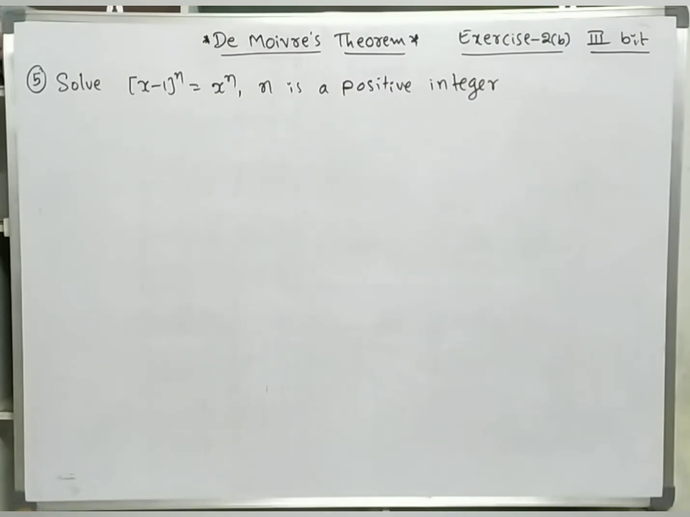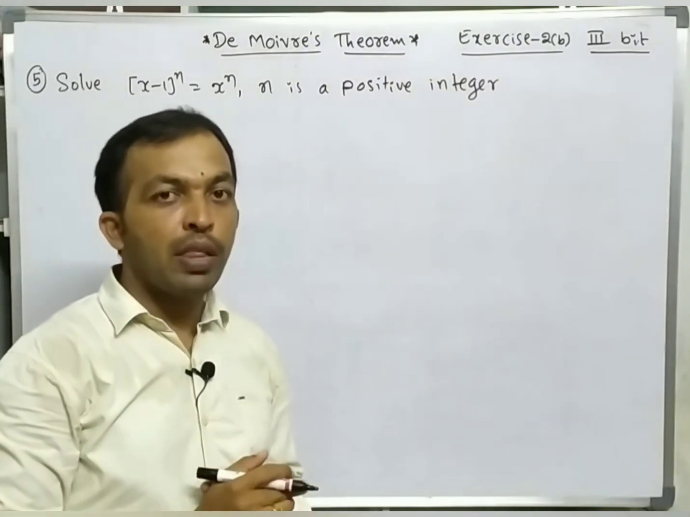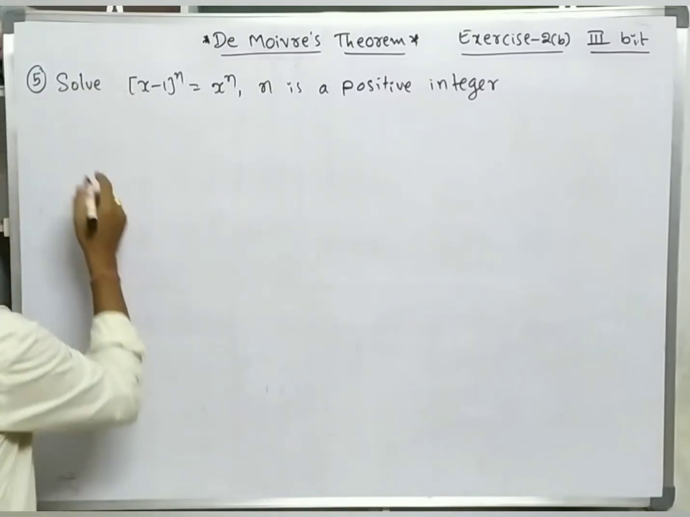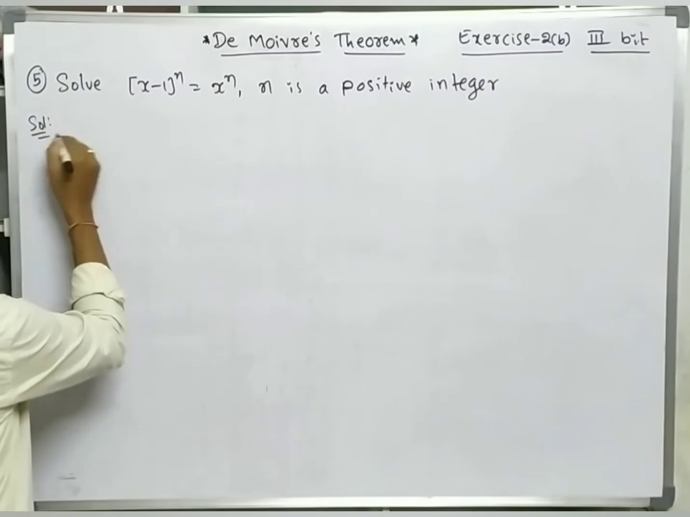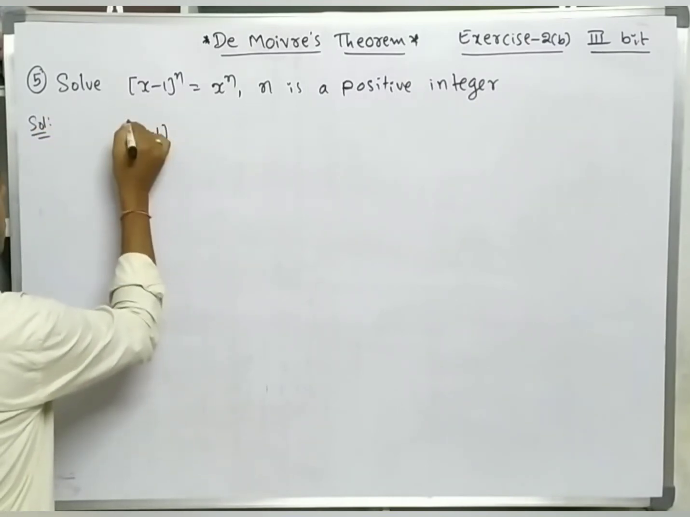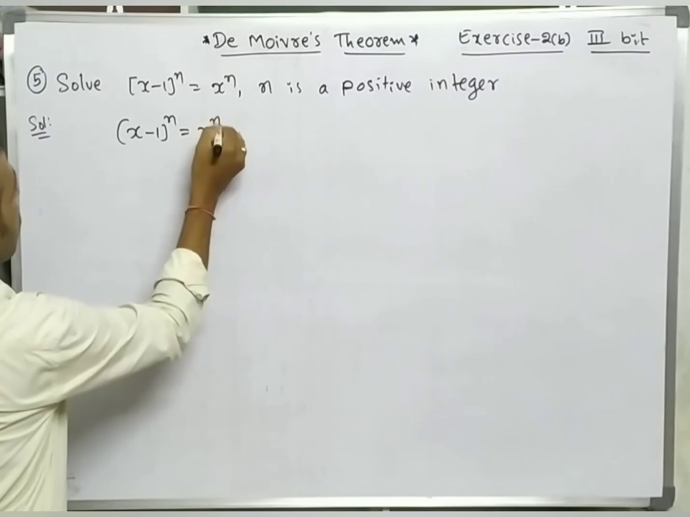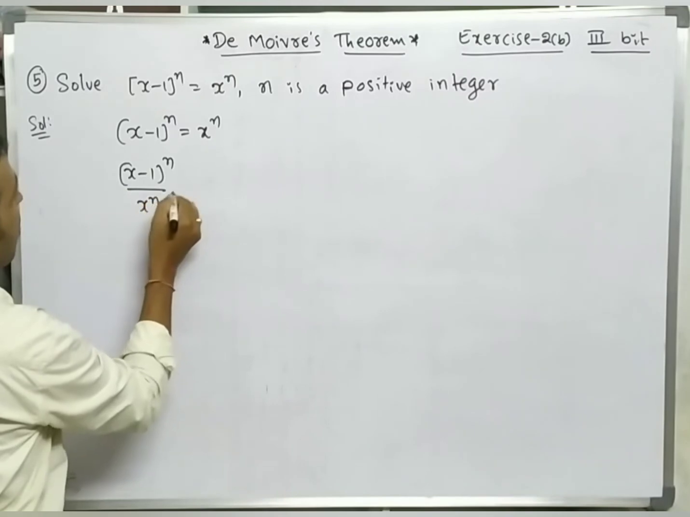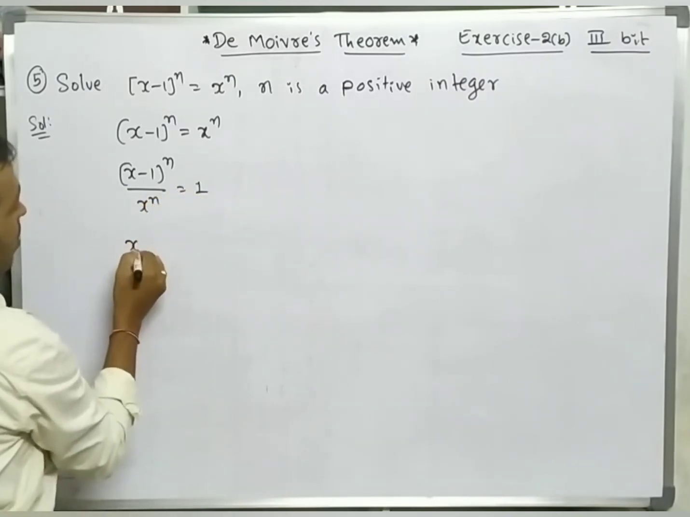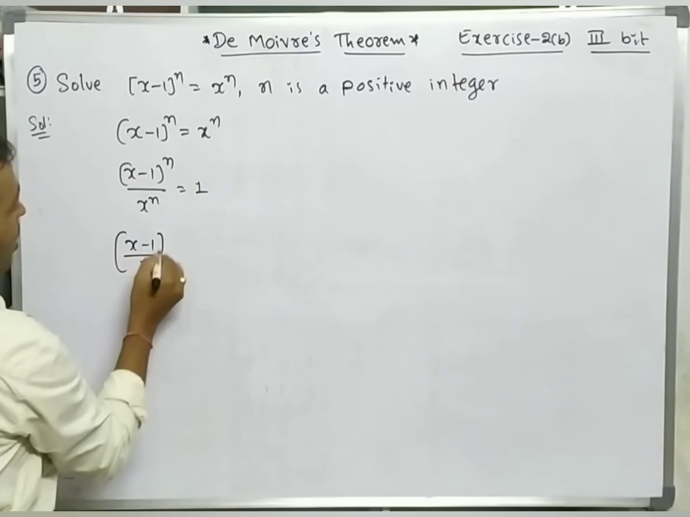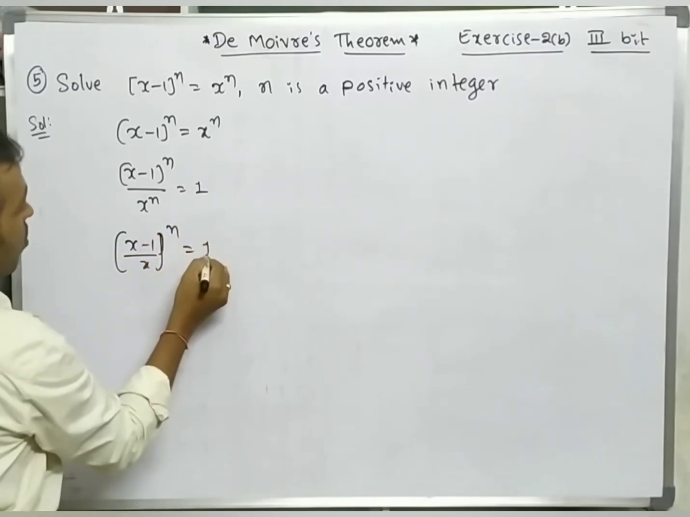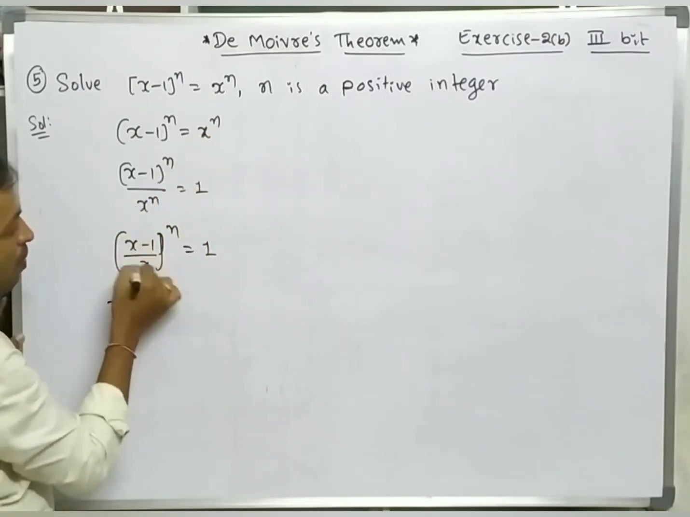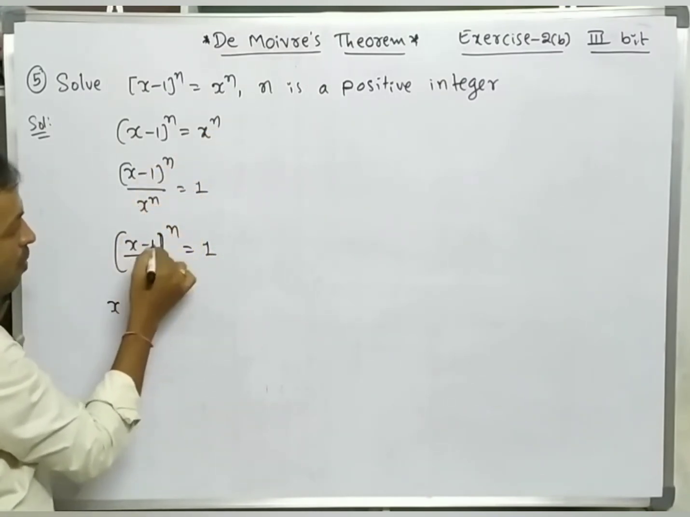Next, fifth problem. Solve x minus 1 whole power n is equal to x power n, where n is a positive integer. Listen. So x minus 1 power n is equal to x power n, right? X minus 1 power n by x power n is equal to 1. X minus 1 by x whole power n is equal to 1, right? So I am bringing x power n to left hand side and applying a power n by b power n is equal to a by b whole power n.